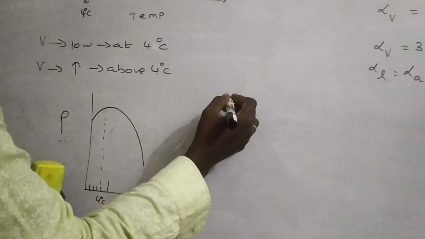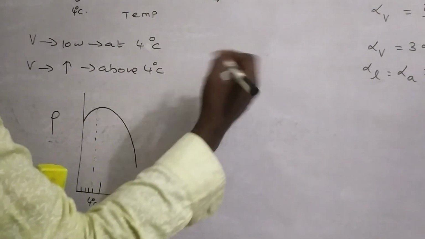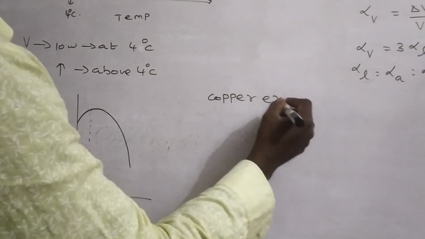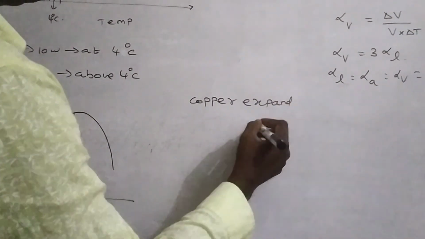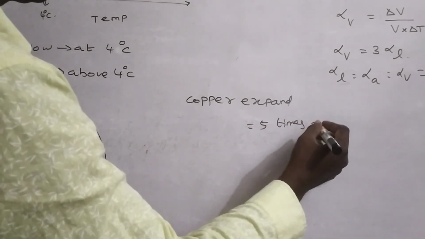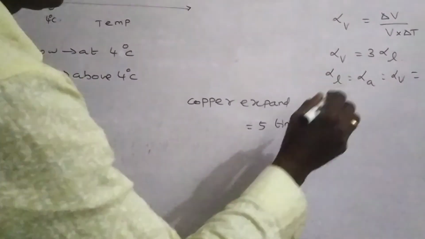So copper expands 5 times more than glass. Thank you.